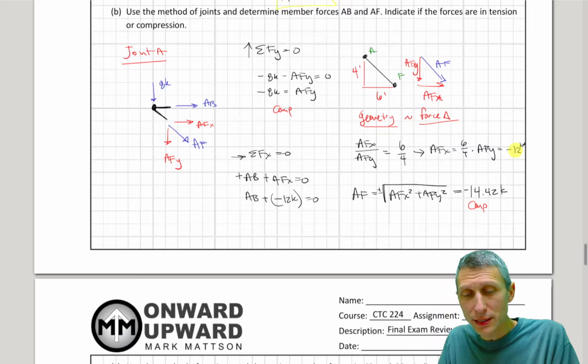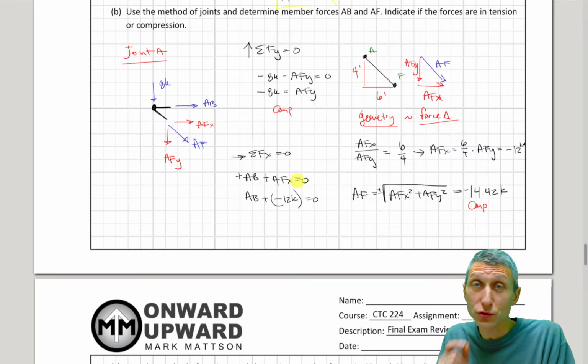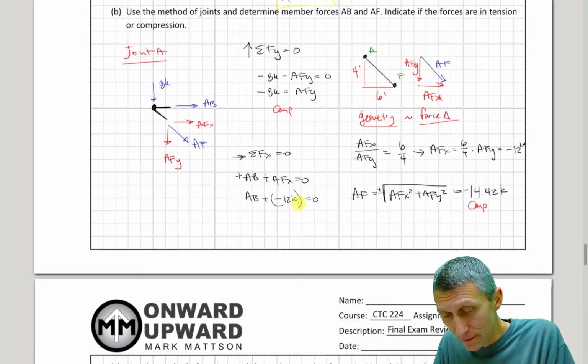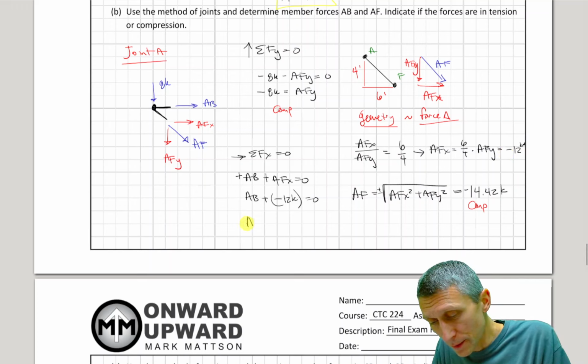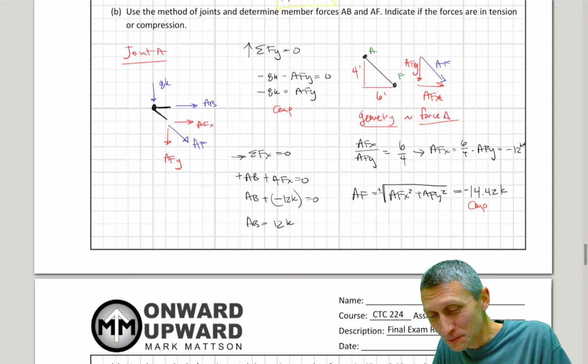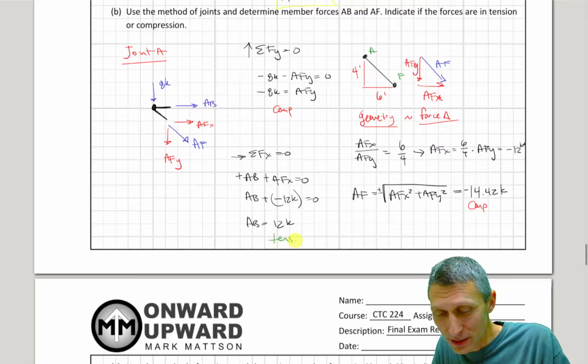So when I substitute this in, I draw the arrow in the right direction. When I do my equation of equilibrium, I have my plus AFX, and then this minus 12 here. So AB, when I add it to the other side, is going to become positive again, meaning my arrow is drawn correctly in the right direction. That means AB is going to be tension.